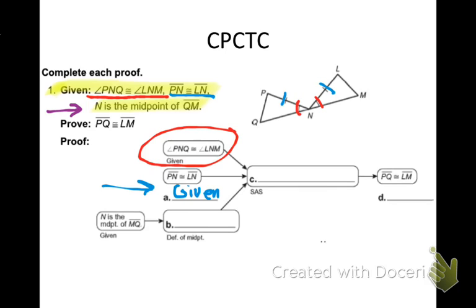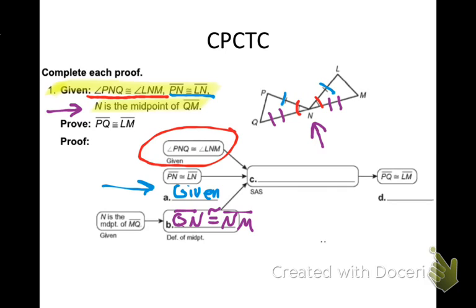What do you say, Darren? What's in the middle? N. So what's that tell me about QN and NM? They're the same. So I know those are the same. So in B, I'm going to say QN is congruent to NM. QN is congruent to NM.